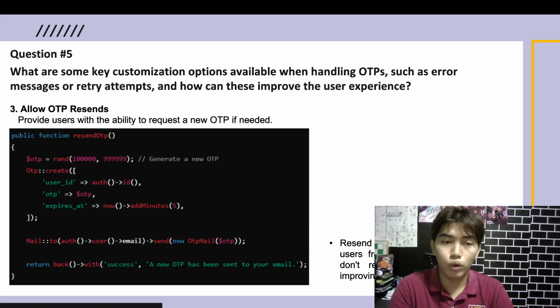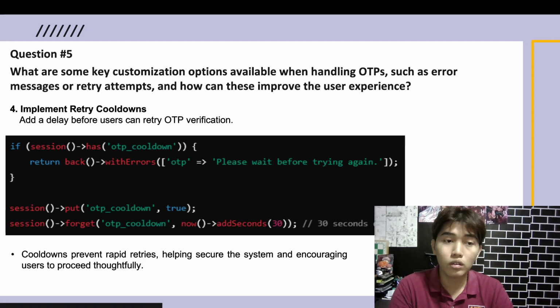Third one is to allow OTP resends. Resend functionality prevents users from getting stuck if they don't receive the initial OTP, improving user satisfaction. The fourth one is to implement retry cooldowns. Cooldowns prevent rapid retries, helping secure the system and encouraging users to proceed thoughtfully.